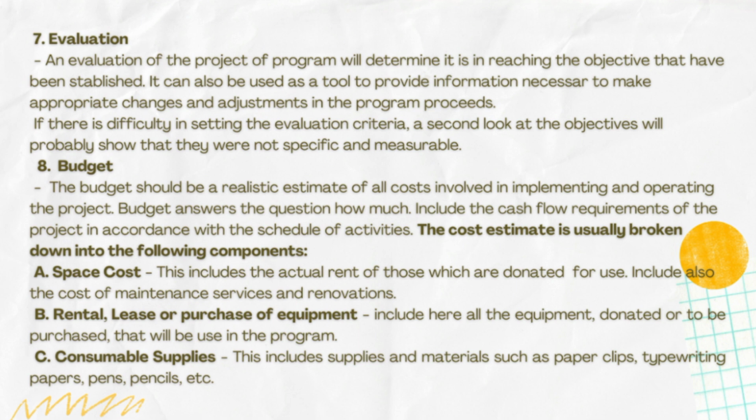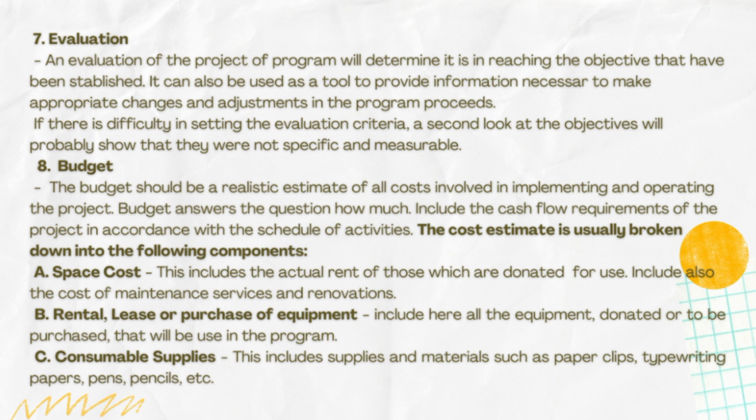The budget should be a realistic estimate of all costs involved in implementing and operating the project. Budget answers the question how much. The cost estimate is usually broken down into the following components. The first component of the budget is the space cost. This includes the actual rent or those which are donated for use. Include also the cost of maintenance services and renovations.